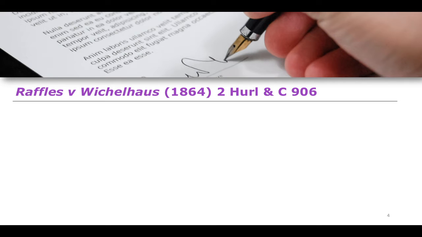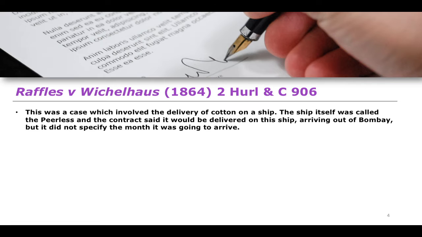So the 1864 case of Raffles v Wichelhaus, which is another word that I am unable to pronounce, is a case which involved the delivery of cotton on a ship. The ship itself was called the Peerless, and the contract said that it would be delivered on this ship and it would be arriving out of Bombay, but it did not specify the month that it was going to arrive.